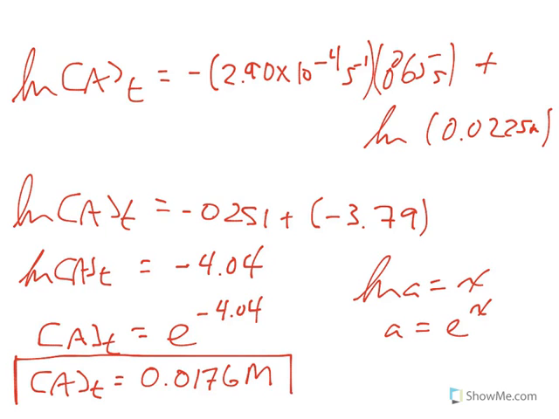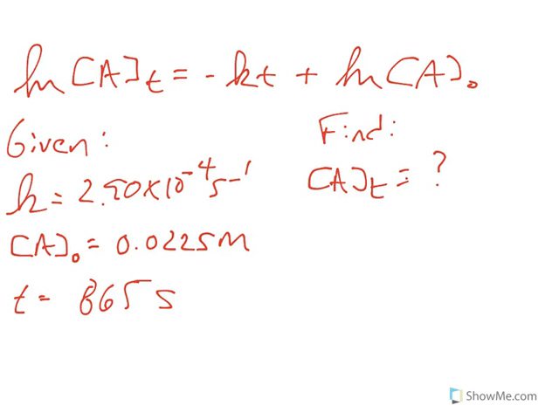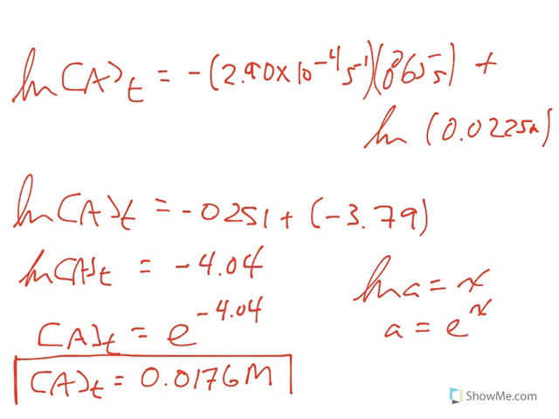Now, you always want to go back and double check. The concentration should decrease over time. What was our initial concentration? 0.0225. And it's gone down to 0.0176. So it indeed did decrease, so that sounds good to me. That's how you use the first order integrated rate law to solve for a concentration after a particular amount of time has gone by.